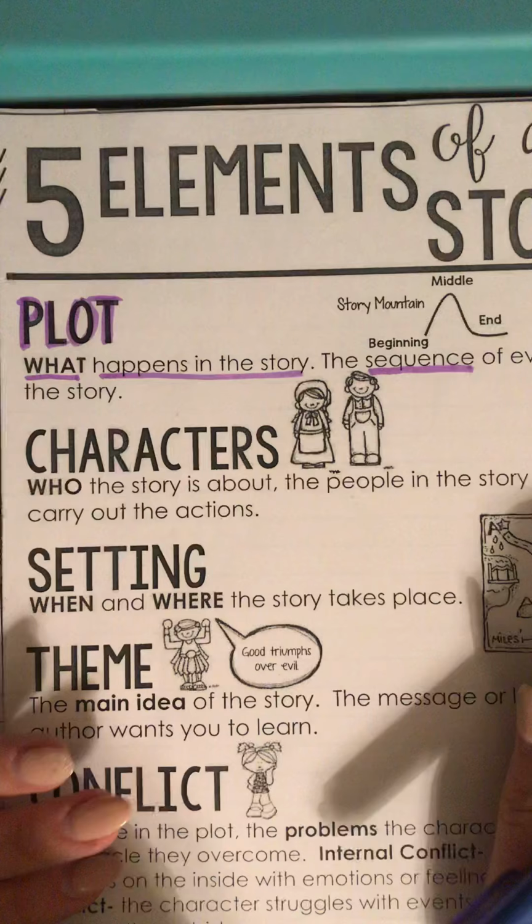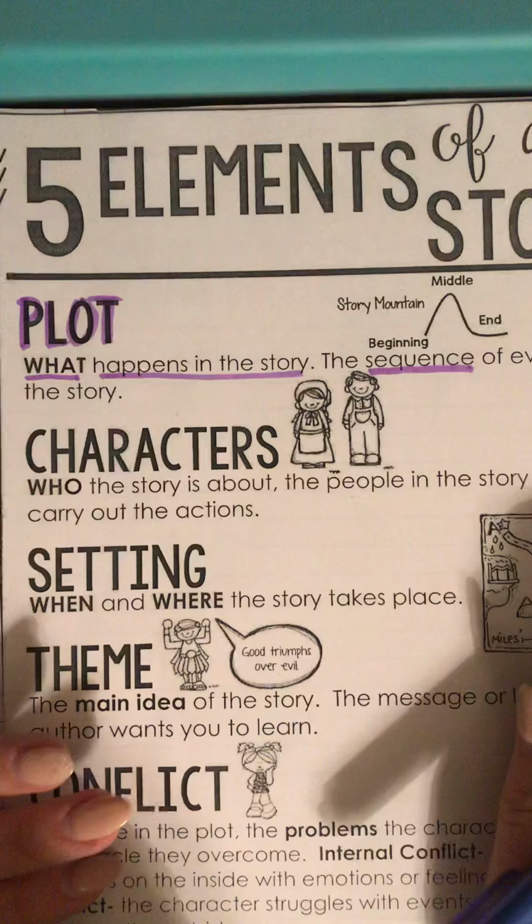Let's get started. So, in children's literature, or in most literature, in every story that you read, there are 5 elements: plot, character, setting, theme, and conflict. And today, we're going to talk about what each one of those means and how it can help you better understand the book that you're reading.